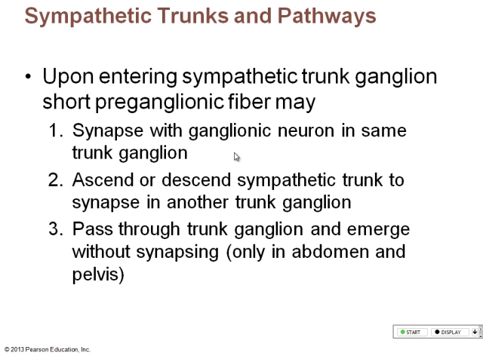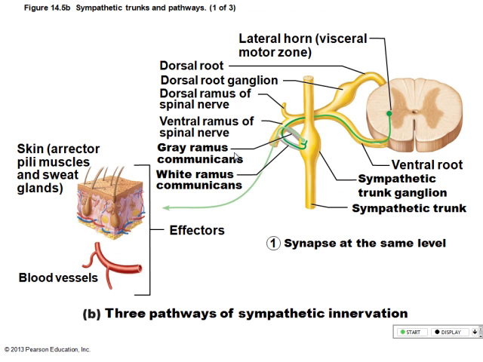So, when we enter the sympathetic trunk ganglia, that group of fibers is going to synapse with ganglionic neurons in the same trunk ganglia, and then we're going to ascend or descend the sympathetic trunk for our response. Remember, we need to process this information in the central nervous system before we cause an effect. So the pathways of sympathetic innervation are outlined in this portion of the diagram, again, figure 14.5 on page 530.